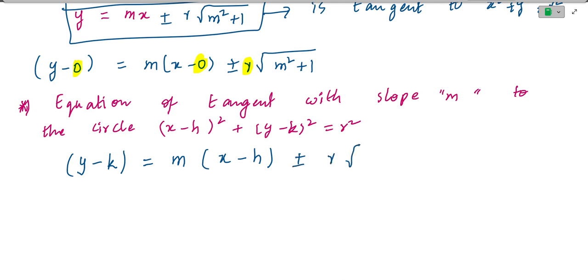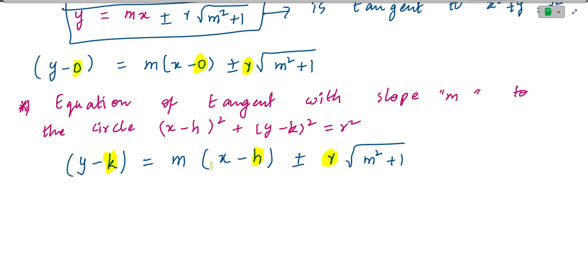So both are looking like similar equations. So here k and h and r are highlighted. Why? Because h comma k is the center of the circle (x minus h) whole square plus (y minus k) whole square, and r is the radius of the circle. So for this equation of the circle, we can draw two tangents with the slope m. What are those two tangents? Plus is for one tangent, minus sign is for the other tangent.